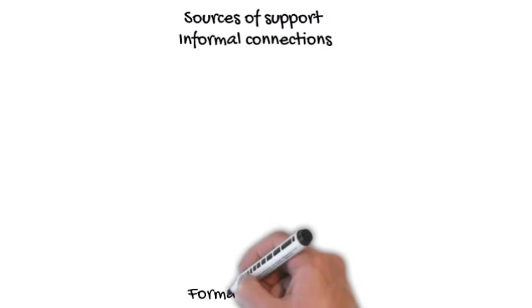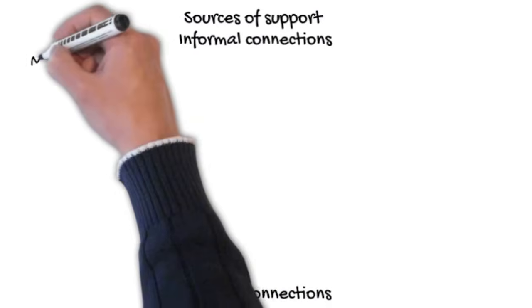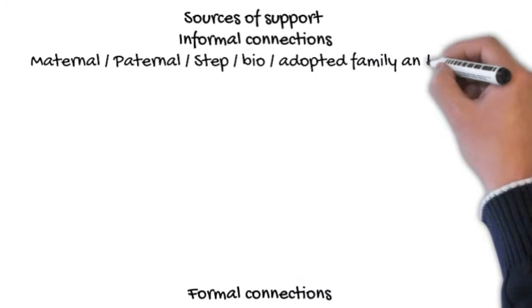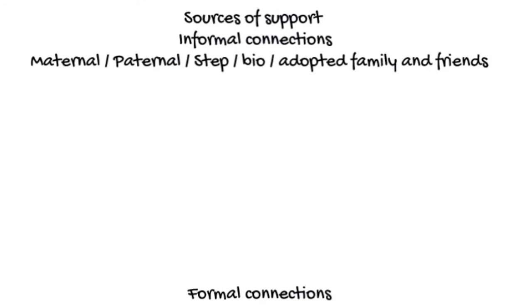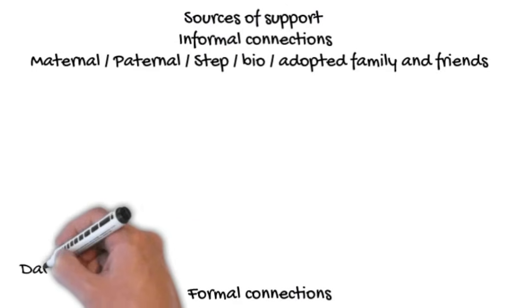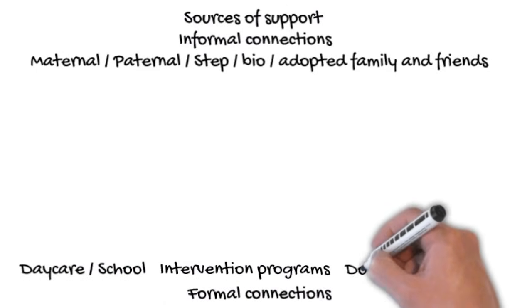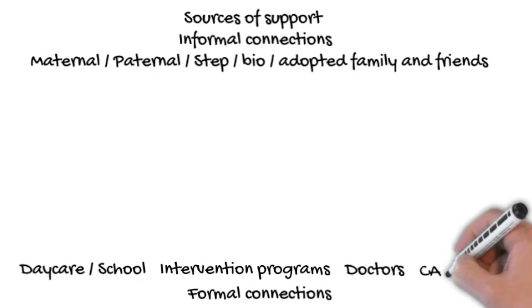Informal supports are family members and friends, people who don't get paid to be with us. On the other end are formal supports. We think about school, intervention programs, doctors, CPS, and CASA. Formal supports are assigned to work with us. They often get paid to do so.